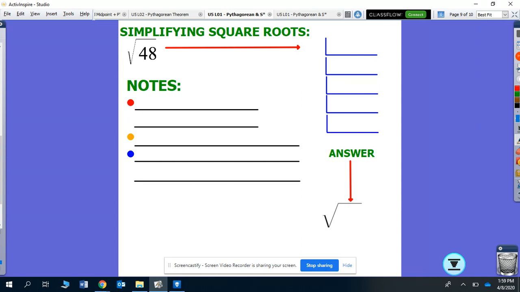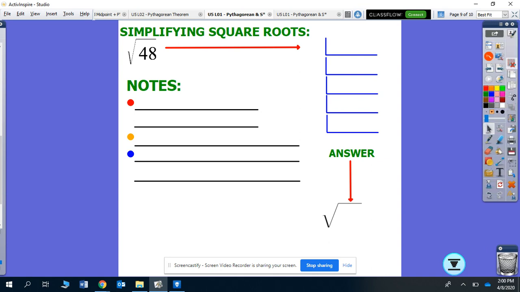When you get to Math 2, you'll do this in much more length, and you'll do it with cube roots and fourth roots and lots of different levels of roots. But our focus now in Math 1 is just to use square roots.